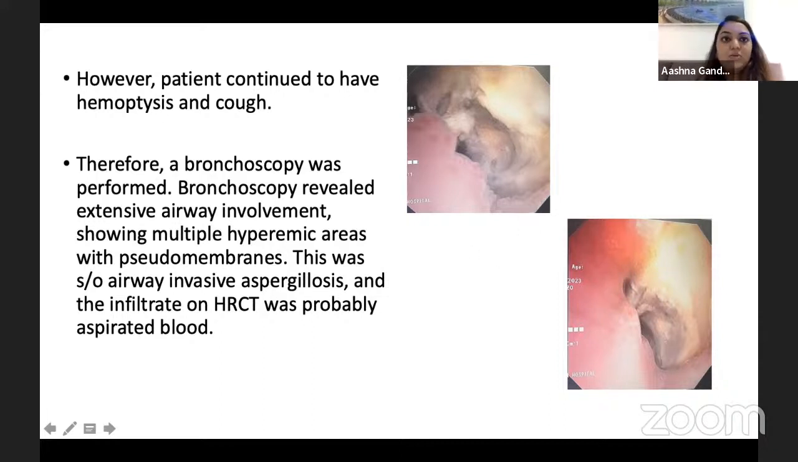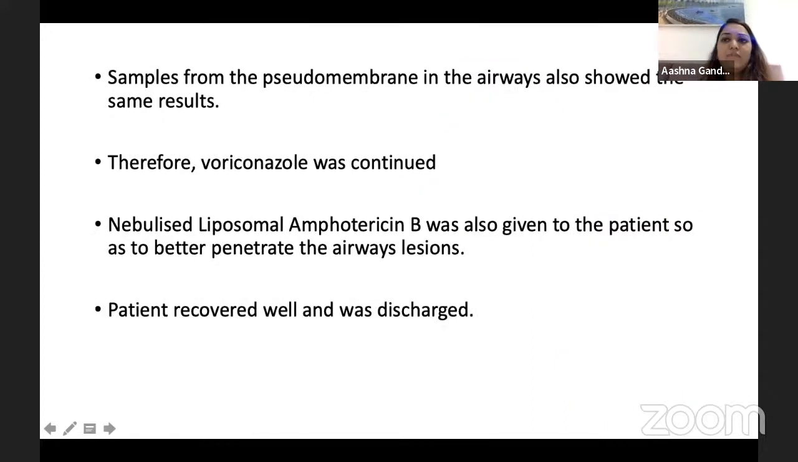So we took samples from the pseudomembrane in the airways, which also showed the same results. So VORI was continued, but what additional thing we did was we added nebulized liposomal amphoB, which could go into the airways directly and give us some local concentration over there. After all of this, the patient recovered well and was discharged. So this is just a small case which highlights something which is not so common, which is airway invasive aspergillosis.